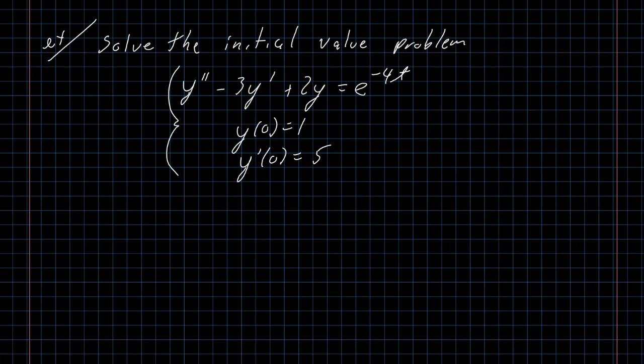So as an example, as I said at the beginning of this video, let's solve an initial value problem. y double prime minus 3y prime plus 2y equals e to the minus 4t. This is a second order, linear, non-homogeneous ordinary differential equation with constant coefficients. And the driving function, e to the minus 4t, is a fairly simple exponential function.